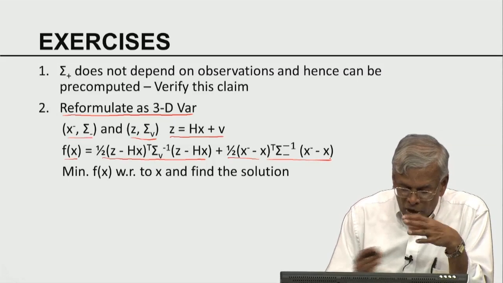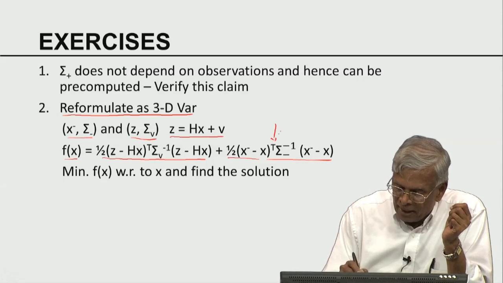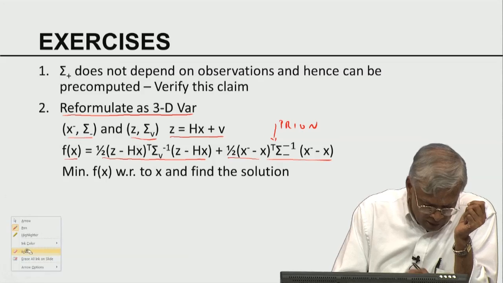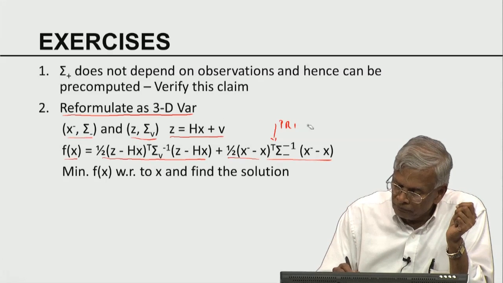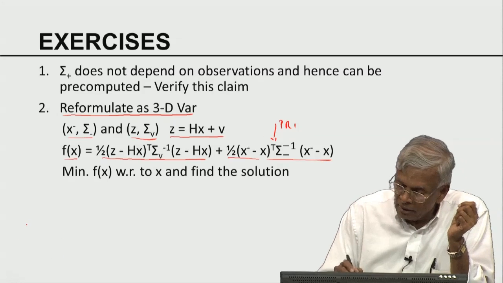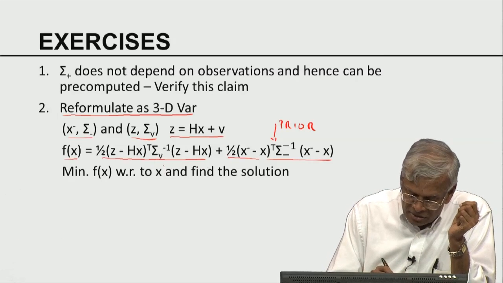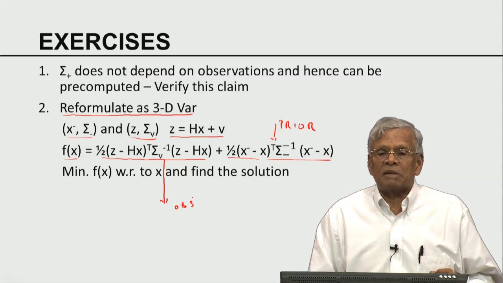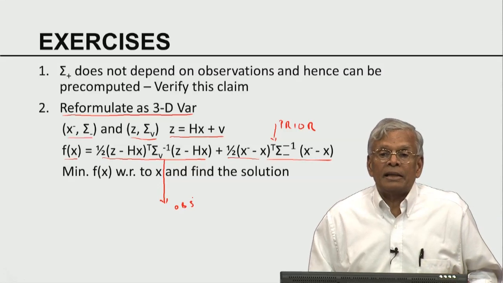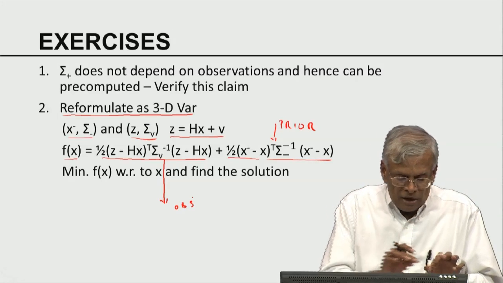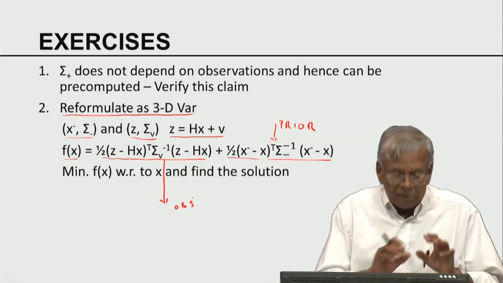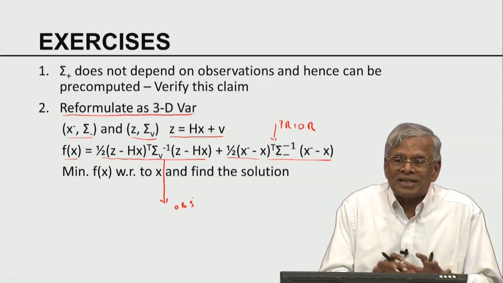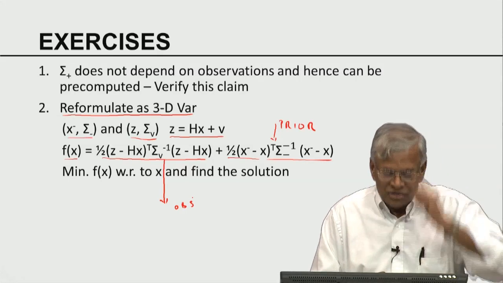Please remember, there are two pieces of information, one coming from the prior, another coming from observations. You can see there are two pieces of information coming together. I am joining them in the least squares framework. So f of x is a sum of two quadratic forms. I can minimize f of x with respect to x. And if you did that, you will essentially get the Bayesian estimation, the Bayesian results.